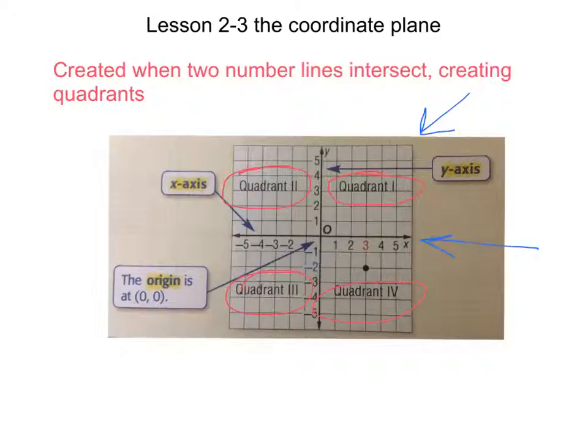We identified the origin as the center of the graph, which is where the two lines of the coordinate plane meet. The ordered pair for that is (0, 0).